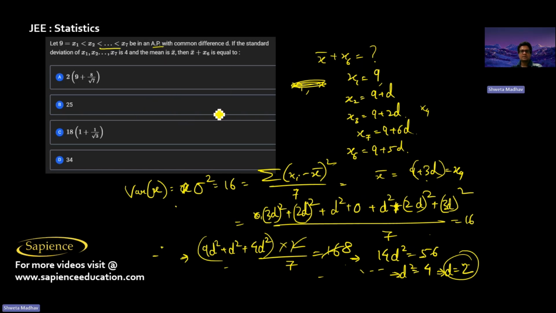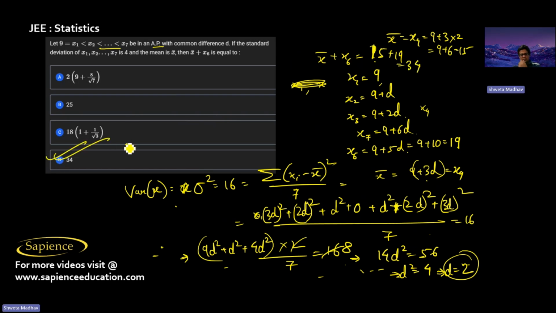So therefore x6 that will be 9 plus 10, that is equal to 19, and x bar is same as x4, which is equal to 9 plus 3d. So 9 plus 3 into 2, so 9 plus 6, that is 15. So therefore x bar plus x6 that will be equal to 15 plus 19, that is equal to 34. So option G is the correct answer.